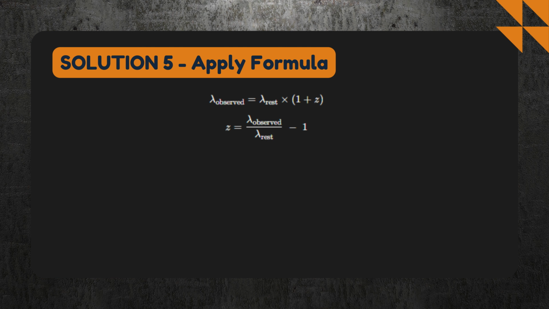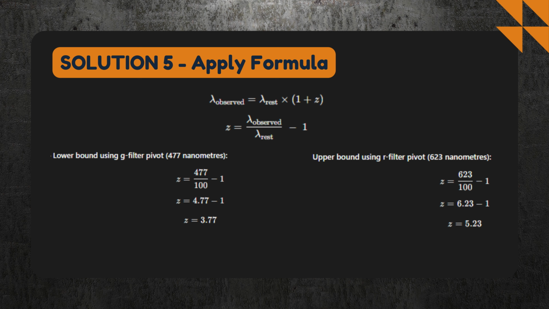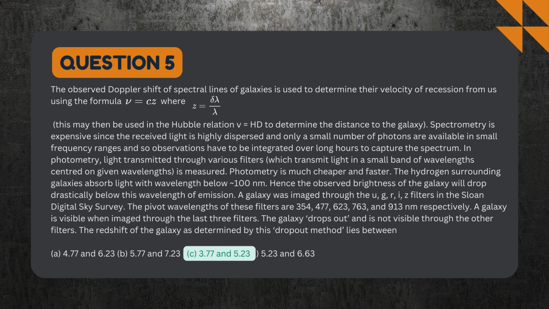Application of the concepts. The relationship between observed cutoff and redshift is as shown in the formula. The observed wavelength equals the rest wavelength times 1 plus Z. To get Z, divide the observed wavelength by the rest wavelength and then subtract 1. Find the lower bound for 1 plus Z by using the G filter pivot. Next, find the upper bound for 1 plus Z by using the R filter pivot. Therefore, the redshift lies between 3.77 and 5.23. The correct answer is option C.